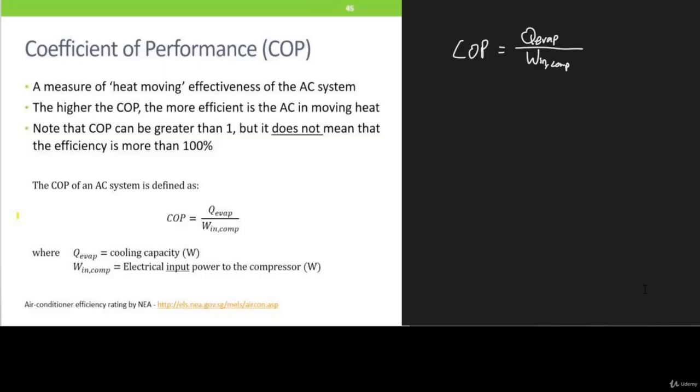So take note that this power input is not equal to work done by compressor, although they look very similar.